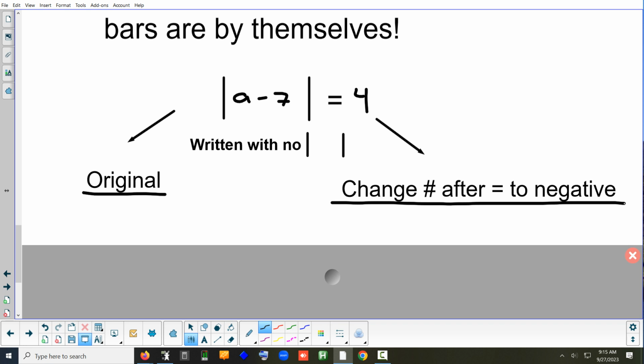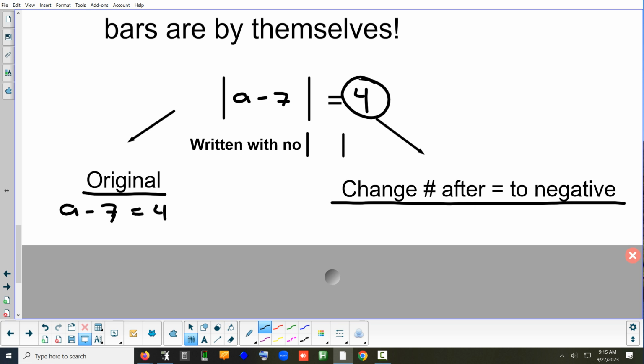So what do you think you would write here for your first equation? If all you do is take the bars in the original problem, get rid of them, but keep everything else the same? Yeah, a minus 7 equals 4. We'll come back to that, but that's going to be the first equation we solve. Now, the second equation we have to solve, it says we have to do one more thing. We're still going to write the problem without the bars, but we're going to make the number after the equal sign a negative. And that's going to give us the other answer.